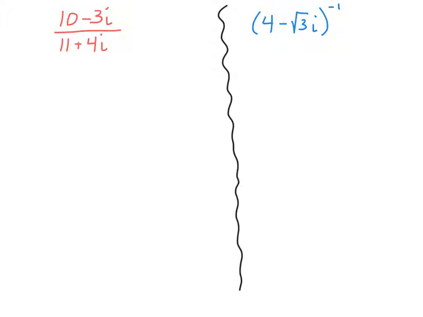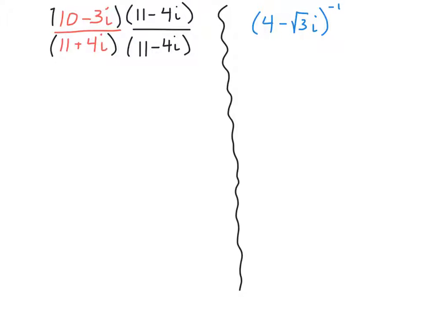So in our denominator, 11 plus 4i, its complex conjugate would be 11 minus 4i. It's that simple. We need to multiply both the top and the bottom, those are our parentheses, by 11 minus 4i. So you multiply the top and the bottom of the fraction by the same thing. So we're going to FOIL.